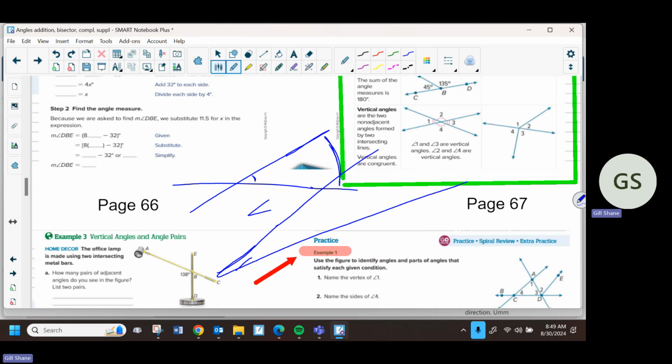My first year I taught geometry, I just assumed everybody knew that. Not everybody knew that at all.